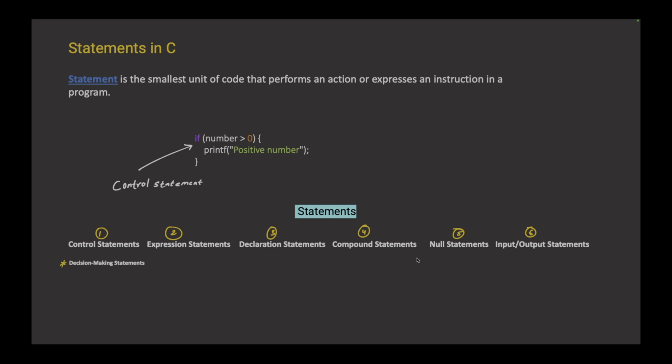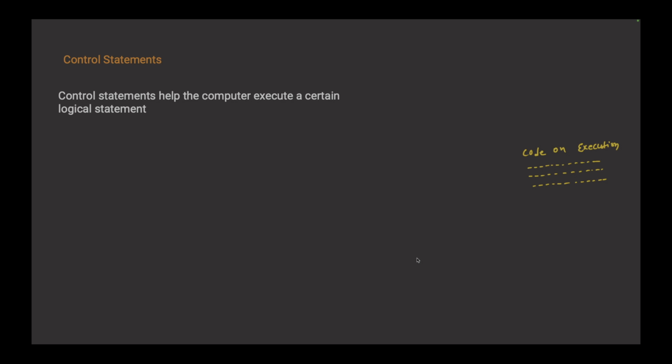In control statements, we will talk about decision-making statements, looping statements, and jump statements. So let's get started with control statements first. So what is a control statement? It is a statement that helps the computer execute a certain logical statement. For example, this is code on execution. There are a bunch of codes that will execute on the first go. If some certain condition arises or is encountered, then another set of code or the next code should be executed or do some other logic.